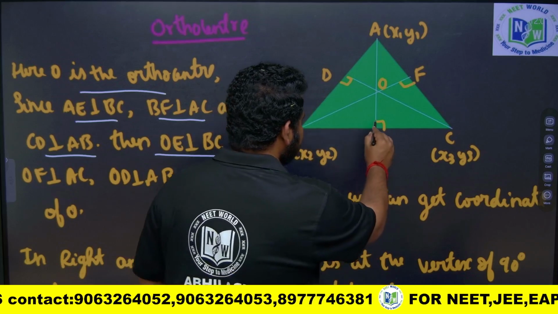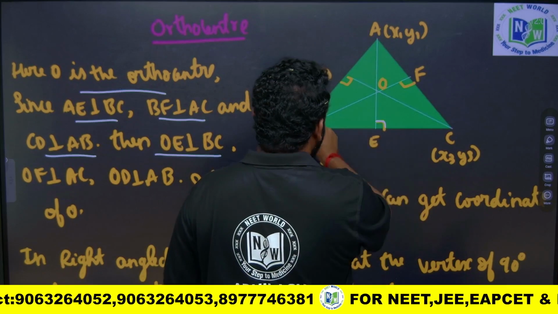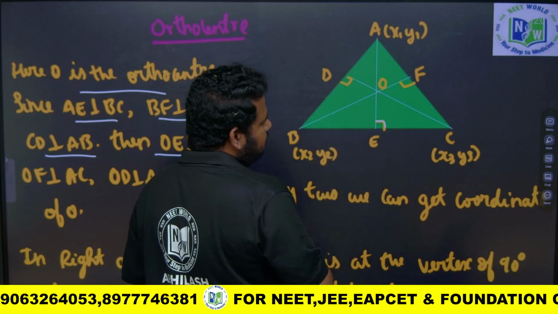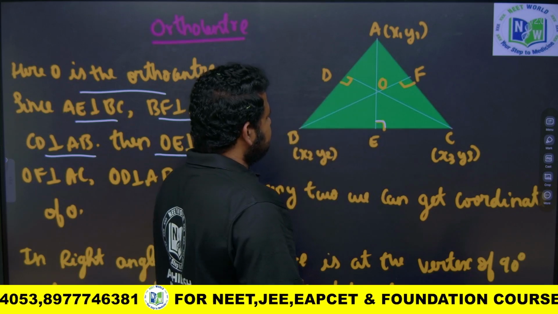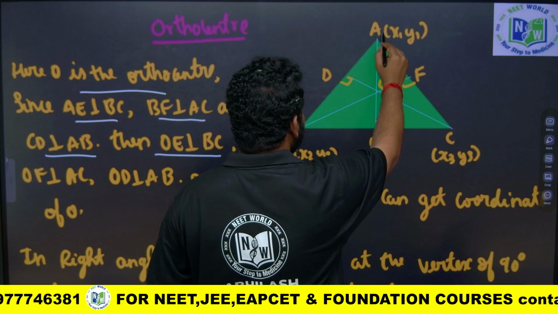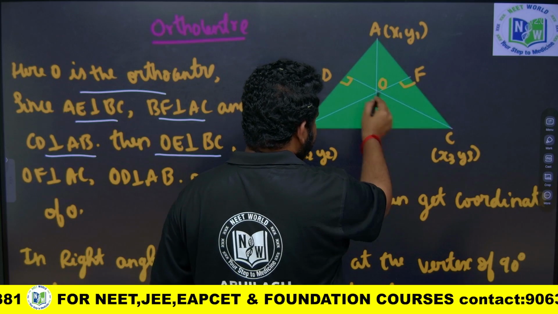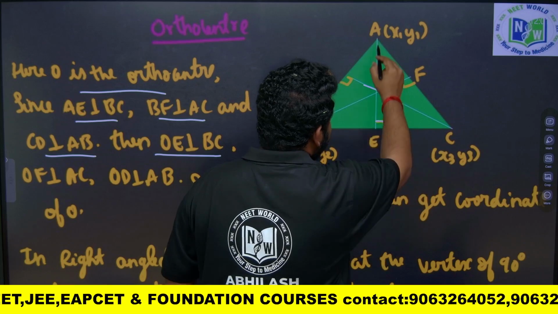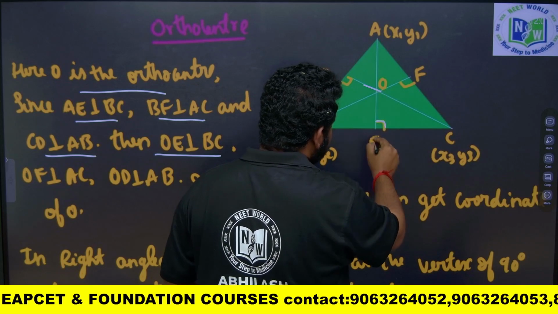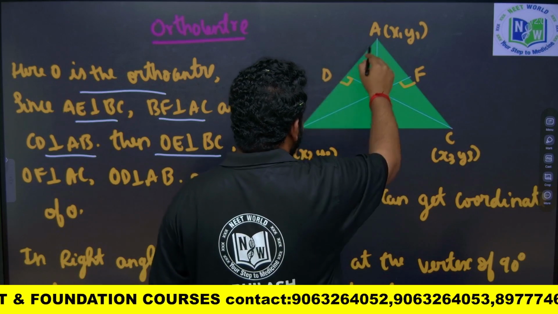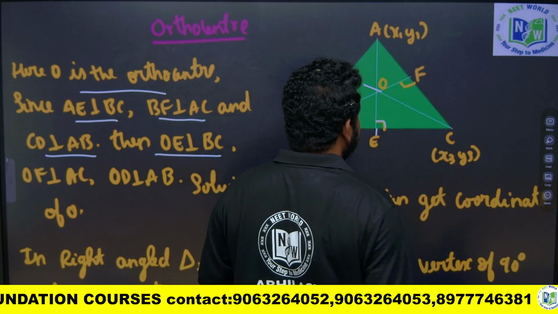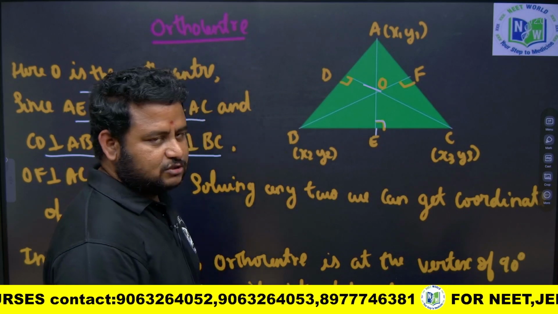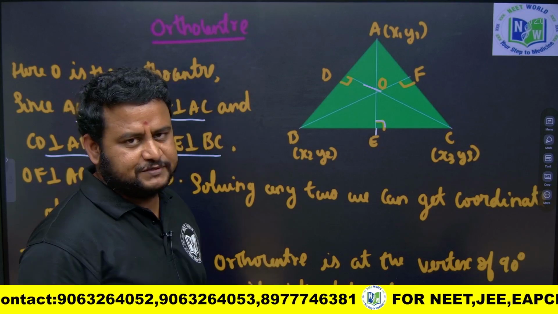So AE is the altitude to BC, BF is the altitude to AC, and CD is the altitude to AB. Since AE is perpendicular to BC, BF is perpendicular to AC, and CD is perpendicular to AB, it is obvious that OE is also perpendicular to BC, OD is also perpendicular to AB, and OF is also perpendicular to AC. Now for solving these orthocenter questions, you should have some concept of slopes, which we already know.